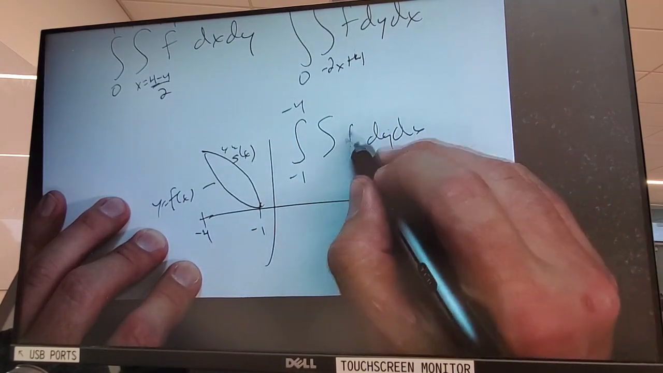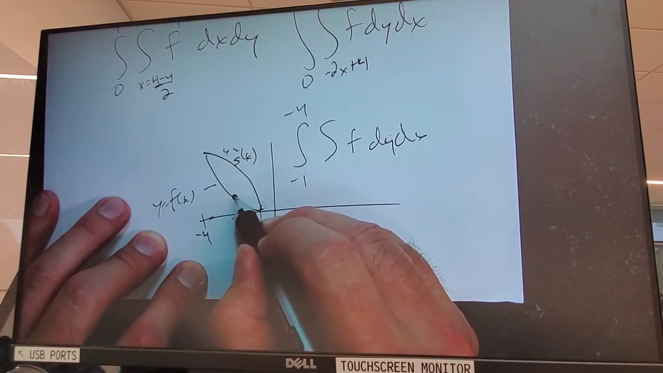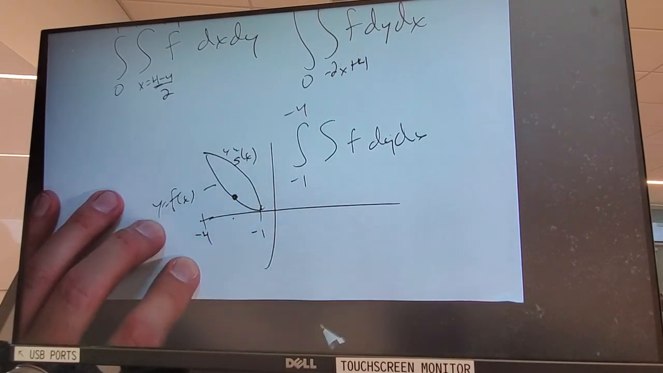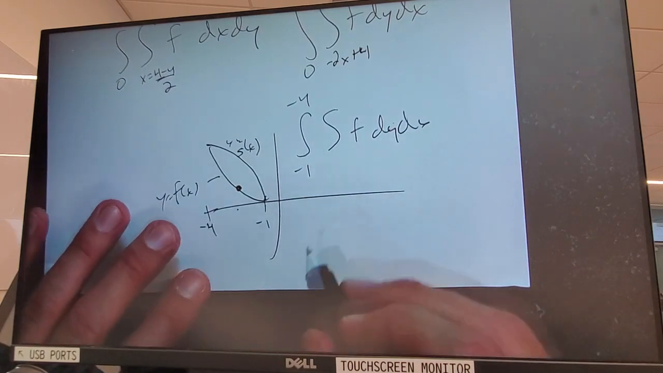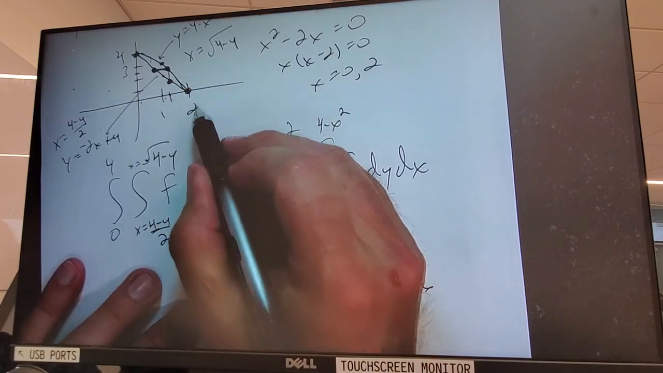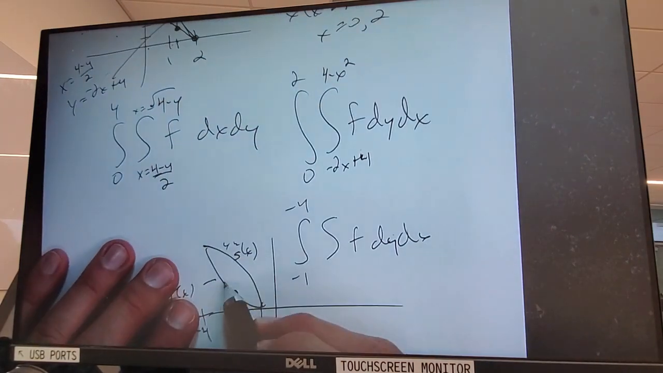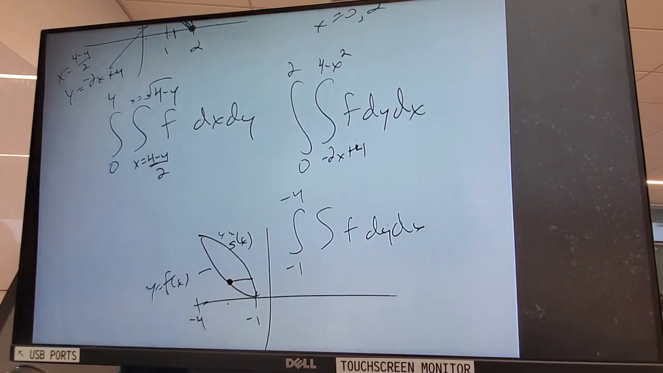And what's y doing? If I pick an x, y is going from this wall to that wall. Now, if I do it the other way, then x would be going from here to there. Here, x would go from here to there. I always want to go in the increasing direction.